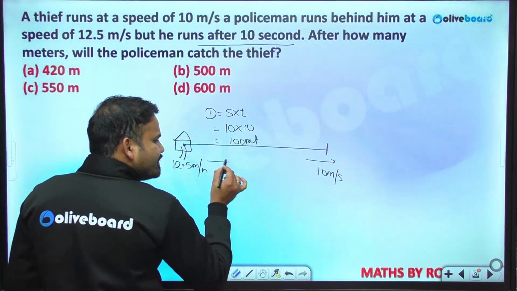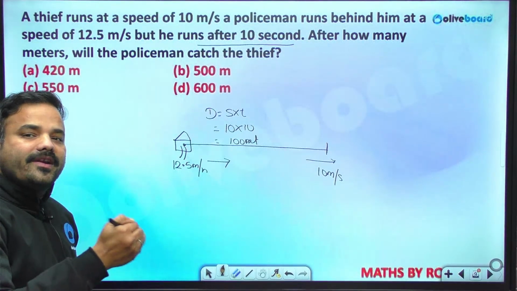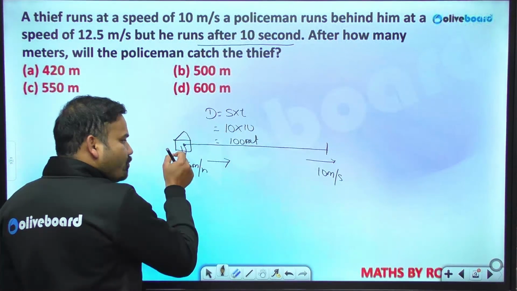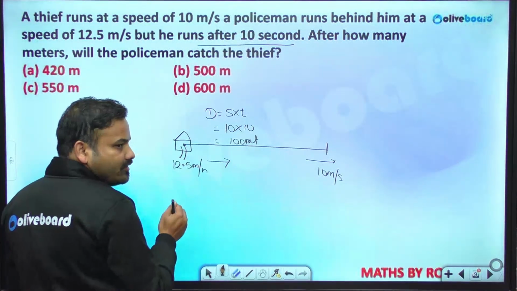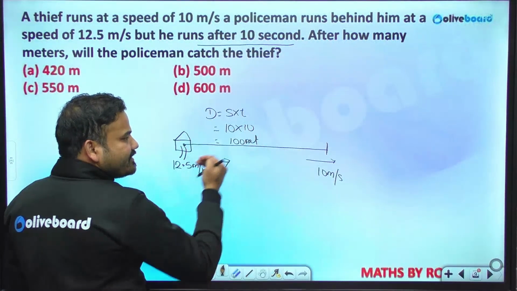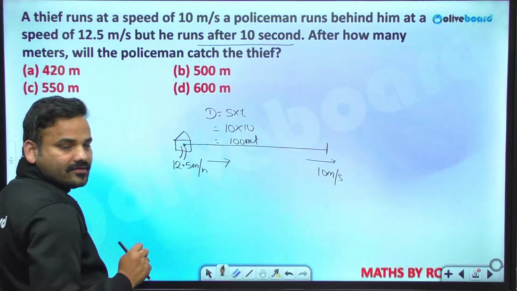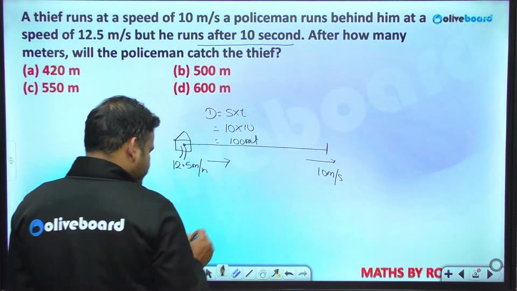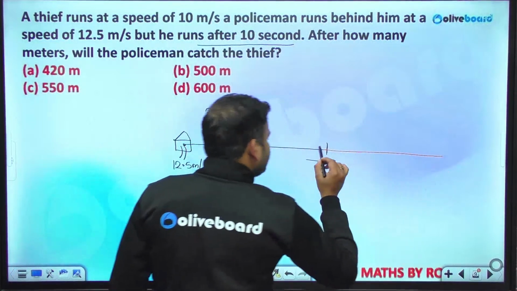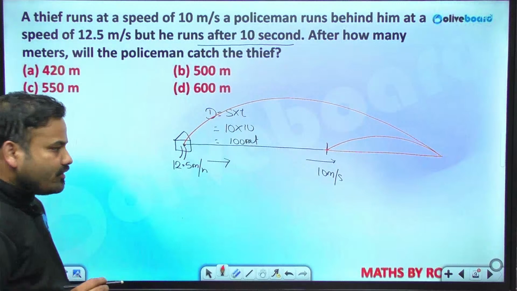While chasing, the direction is the same, and whenever the directions are the same, the relative speed will reduce. So the speed of the policeman is 2.5 meter per second more. So entirely he will be covering this distance, that is in 2.5, 2.5, 2.5, 2.5. He will be covering this entire distance. So this particular thief will be caught somewhere over here.